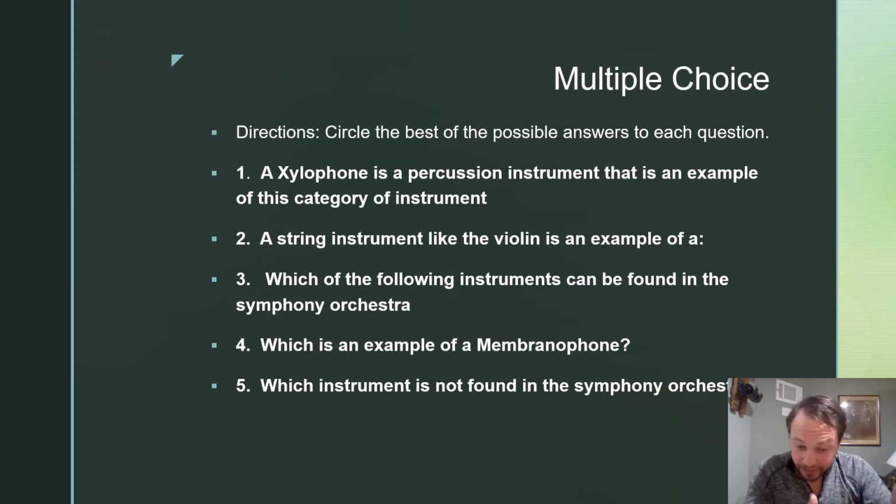Xylophones, you've seen them, they have those bars, right? And you strike those bars with a mallet. That's not a covered opening, it's just a key or a bar, right? So that is the correct response. The answer there would be idiophone. Number 2, a string instrument like the violin is an example of a, right? And the answer here would be chordophone, right? Because that's the category that goes with string instruments.